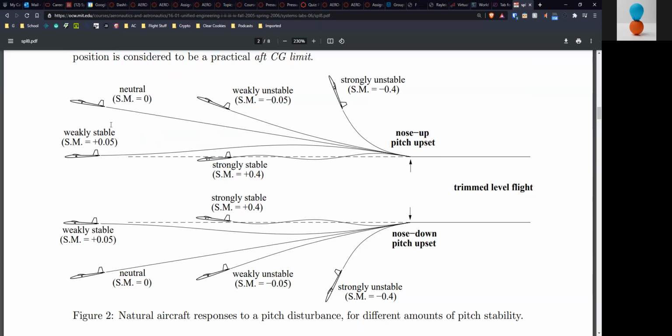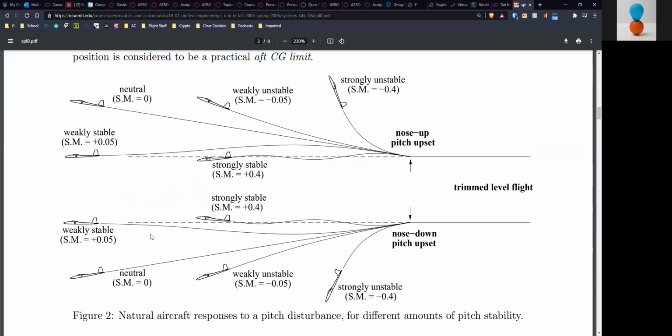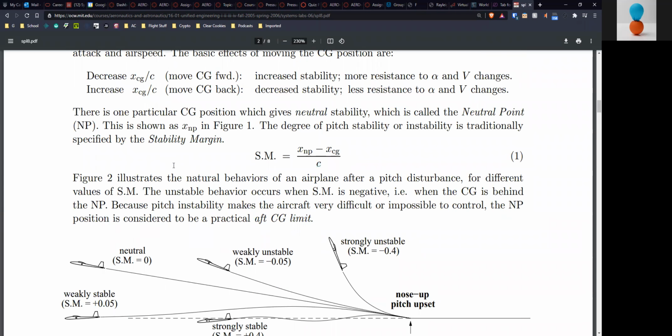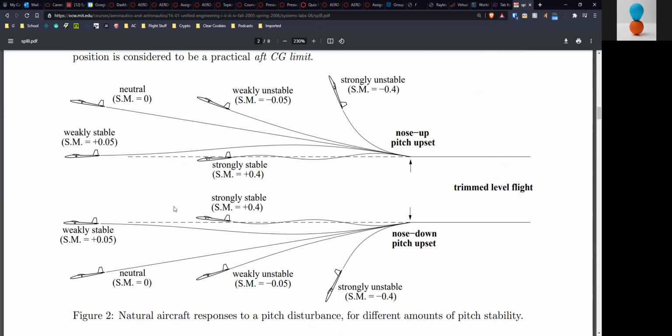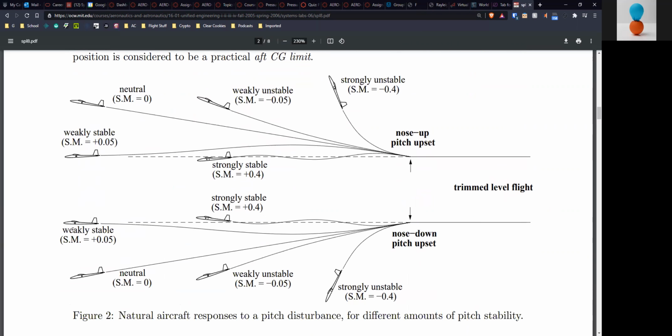But the degree of stability will determine how you try to size the tail. And so now I think we can get on to actually doing that. But yeah, these stability margin, static margin values, since they're normalized to the chord, will apply to any aircraft. This pretty much applies regardless of configuration.